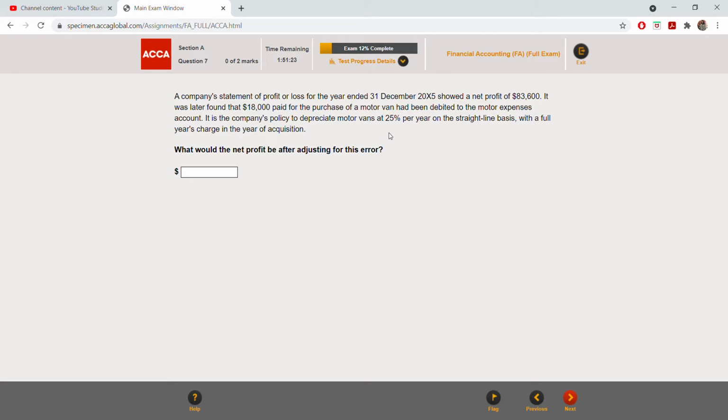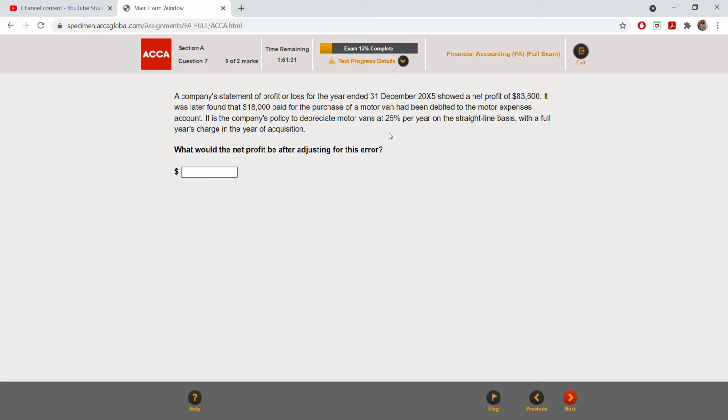Okay, add back the 18,000 to 83,600 because they have incorrectly put it as an expense, but it was not an expense. It was a non-current asset. Next, it is the company's policy to depreciate motor vans at 25% per year on a straight line basis with a full year's charge in the year of acquisition. That has to be deducted because they didn't take the depreciation. Okay, how much? 25% on the straight line basis.